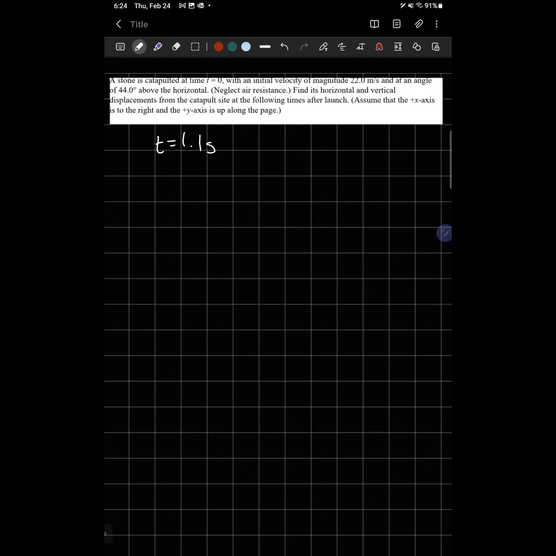So how would I do this? So you can set up a picture. Okay, set up a picture. So I have some stone with an initial velocity and it travels some distance x.